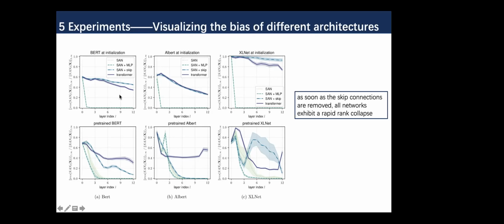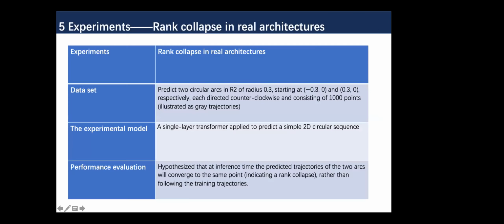However, the figure still shows the significant effect of adding skip connections. Like here, we use a different model, but we got the same result: as soon as the skip connections are removed, the networks exhibit a rapid rank collapse, like here, really, really hard. Here, the collapse is really obvious.